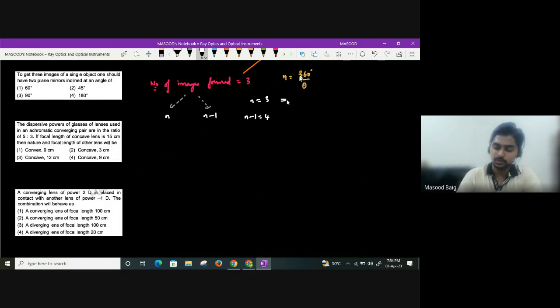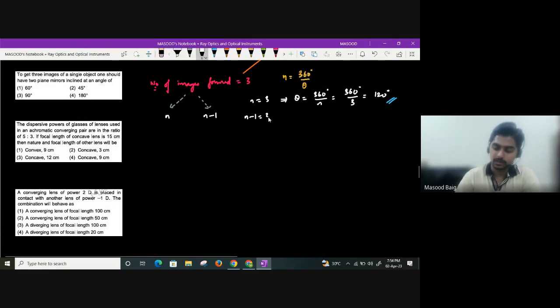If the n value is equal to 3, what will the theta value be, beta? It will be 360 degrees divided by n, which is 360 degrees divided by 3, and you will get it as 120 degrees. Is there any option like 120 degrees? No, there is no option like 120 degrees. So the n minus 1 value should be 3, guys.